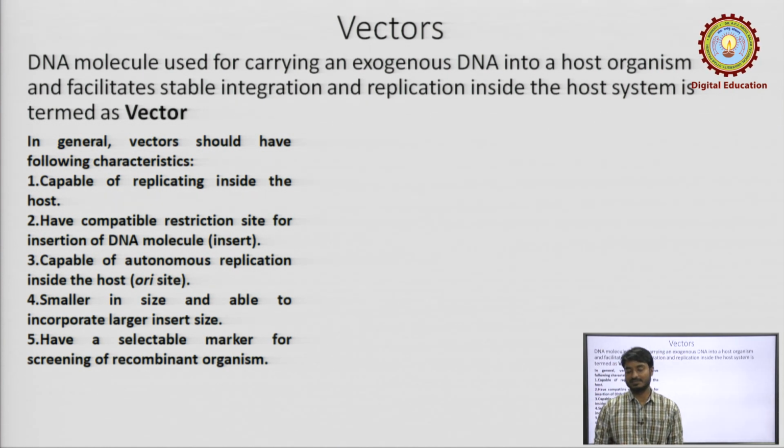Because if it's large, we cannot insert it into a particular host cell like bacteria, because bacteria are also capable of taking only up to a certain size; beyond that, they cannot take the plasmid. After that, it should have a selectable marker, because in genetic engineering, when we are preparing a gene clone or recombinant plasmid, there is only a 50% chance that our gene of interest is inserted into a plasmid or not. So for that, we should have a selectable marker.